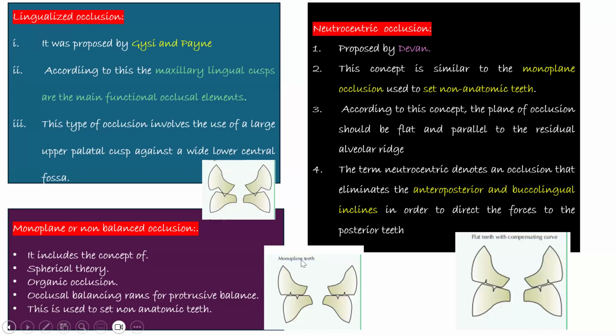Coming to lingualized occlusion, it was proposed by Gysi and Payne. According to this theory, the maxillary lingual cusps are the main functional occlusal elements. And this type of occlusion involves the use of a large palatal cusp against a wide lower central fossa. See, this is what we follow in monoplane or non-balanced occlusion. It includes the concept of spherical theory and organic occlusion. Occlusal balancing ramps for the protrusive balance are used to set the non-anatomic teeth.